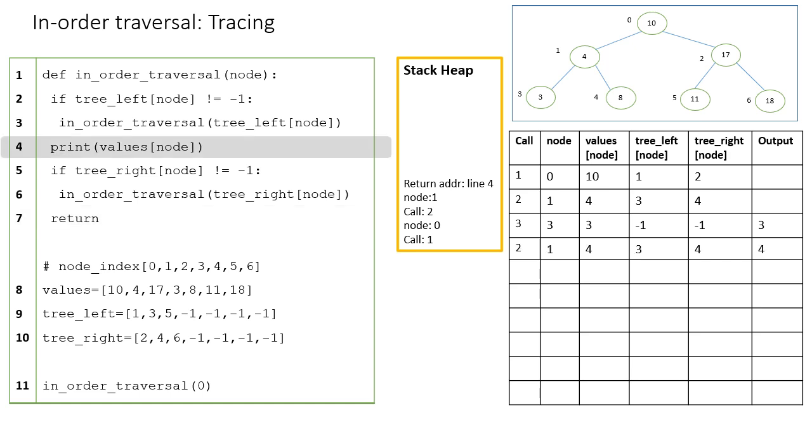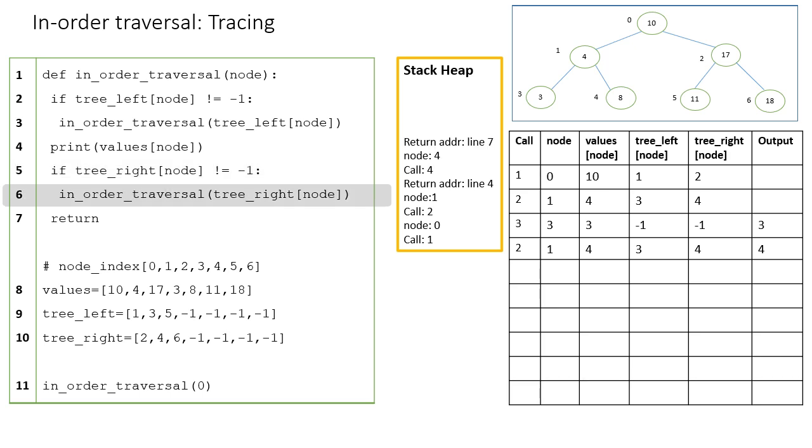So now we're back in call 2 and we return to line 4 here. Here now we're outputting the value of the node, which is now 4. We check to see if our tree right node doesn't equal -1, and that's true. Therefore, we execute a 4th call to in-order traversal using the value of the tree right node, which is 4. So now we're inside call 4.